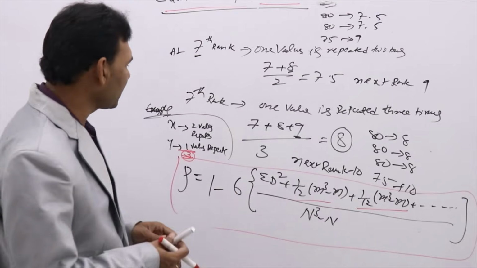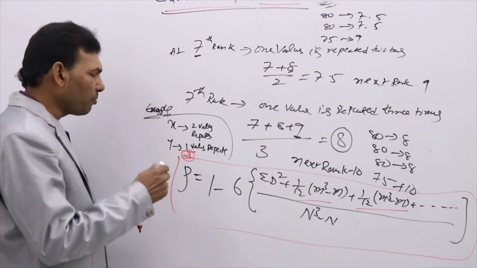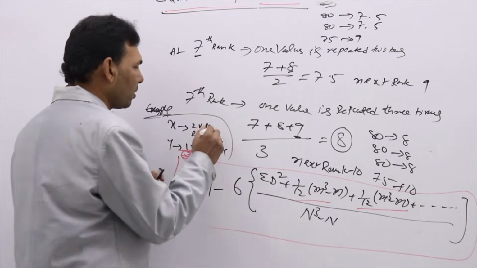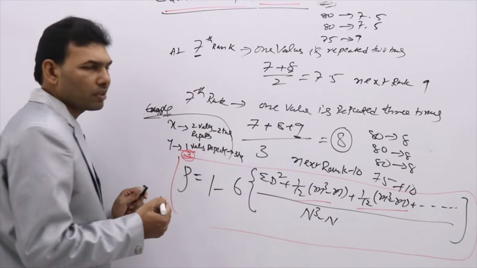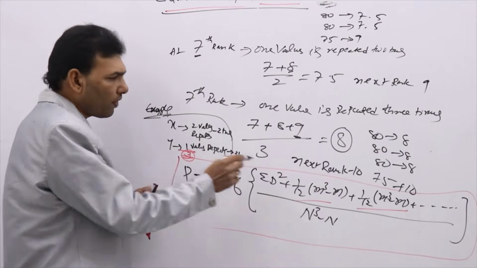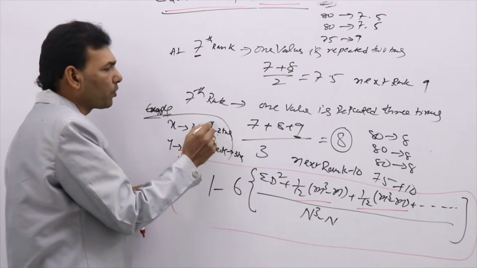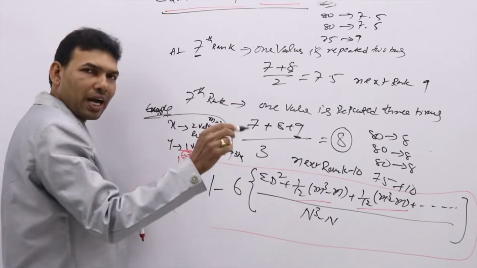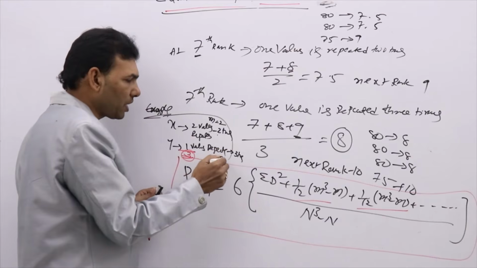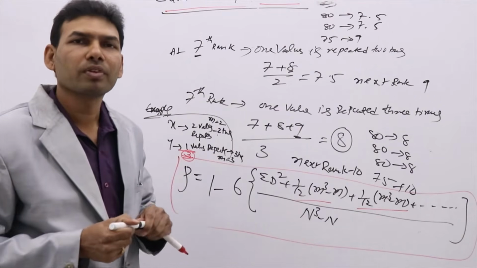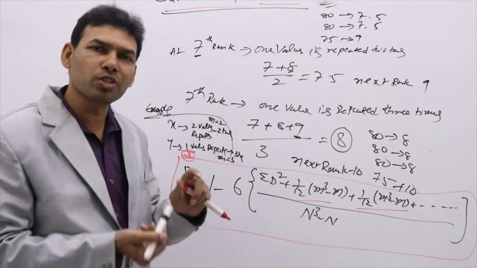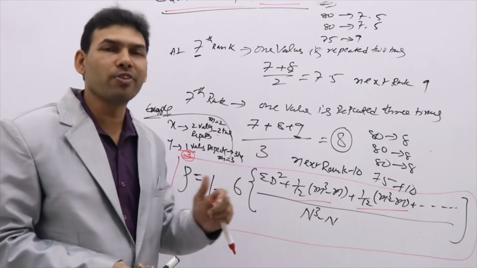And the m value: for example, these 2 values are repeated 2 times, and here 3 times. Then what we will do, for 2 m's we are going to take m value 2, and the next m we are going to take m as 3. How many times a value is repeated is m.